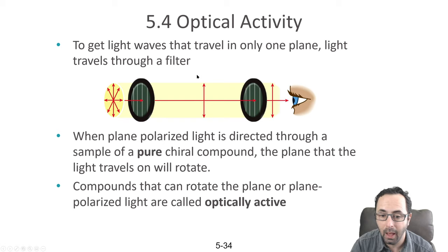And when we pass this through a pure chiral compound, the polarization of the light will be rotated. The mechanism for that is quite complicated, but this can be observed in the lab, and we will observe it in the lab. We say that these molecules that rotate plane polarized light are optically active, and enantiomers tend to be optically active.